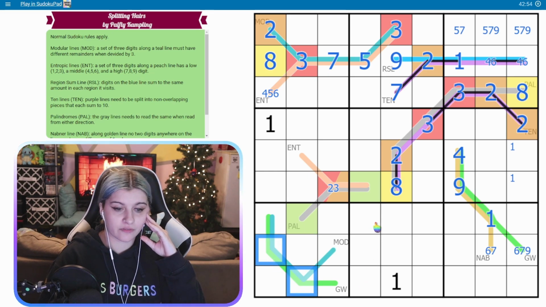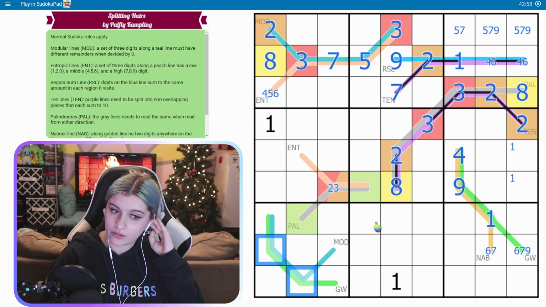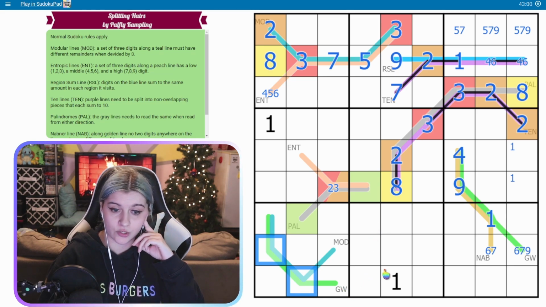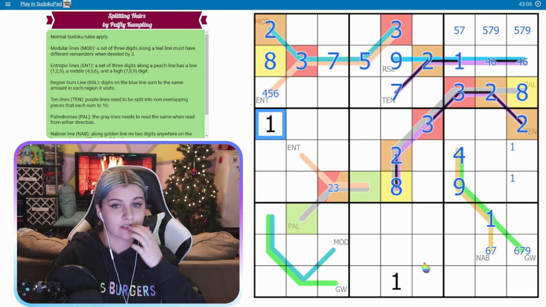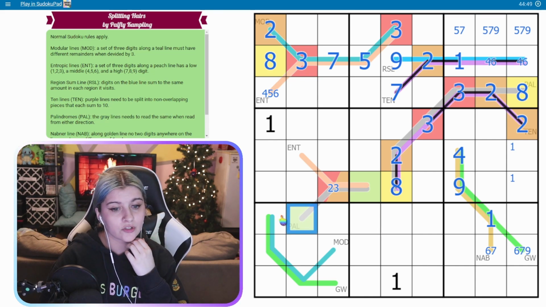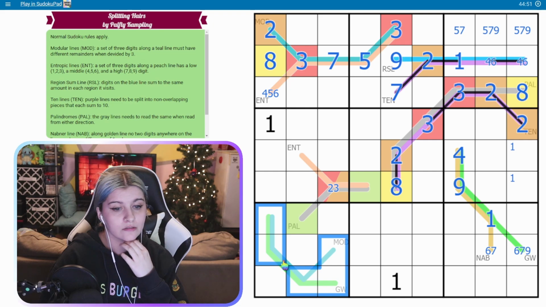This cannot be a 4 or a 6 for the German Whisper. Could I do something with that? I looked at 4 because that comes from the same modular set as a 1, which I cannot use. But shoot, I think it's fine. Let's try putting in digits.